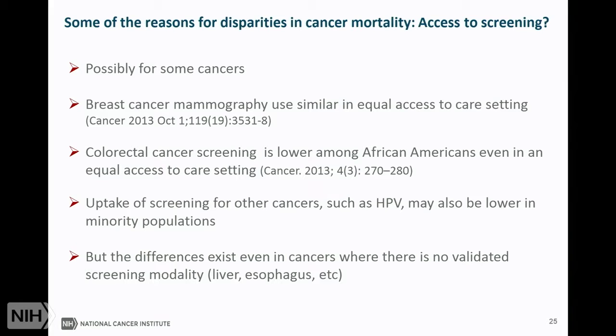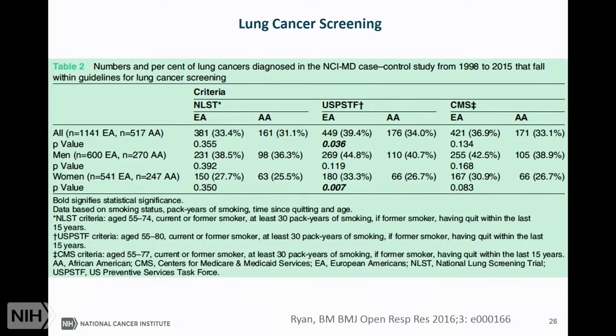But it's also important to mention that, yes, screening is important, but even in cancers where there is no validated screening modality, such as liver and esophagus, disparities also persist. And so it's important to remember that. Now, as I mentioned a moment ago, I was talking about lung cancer. And so for many cancer types, let me just go back.